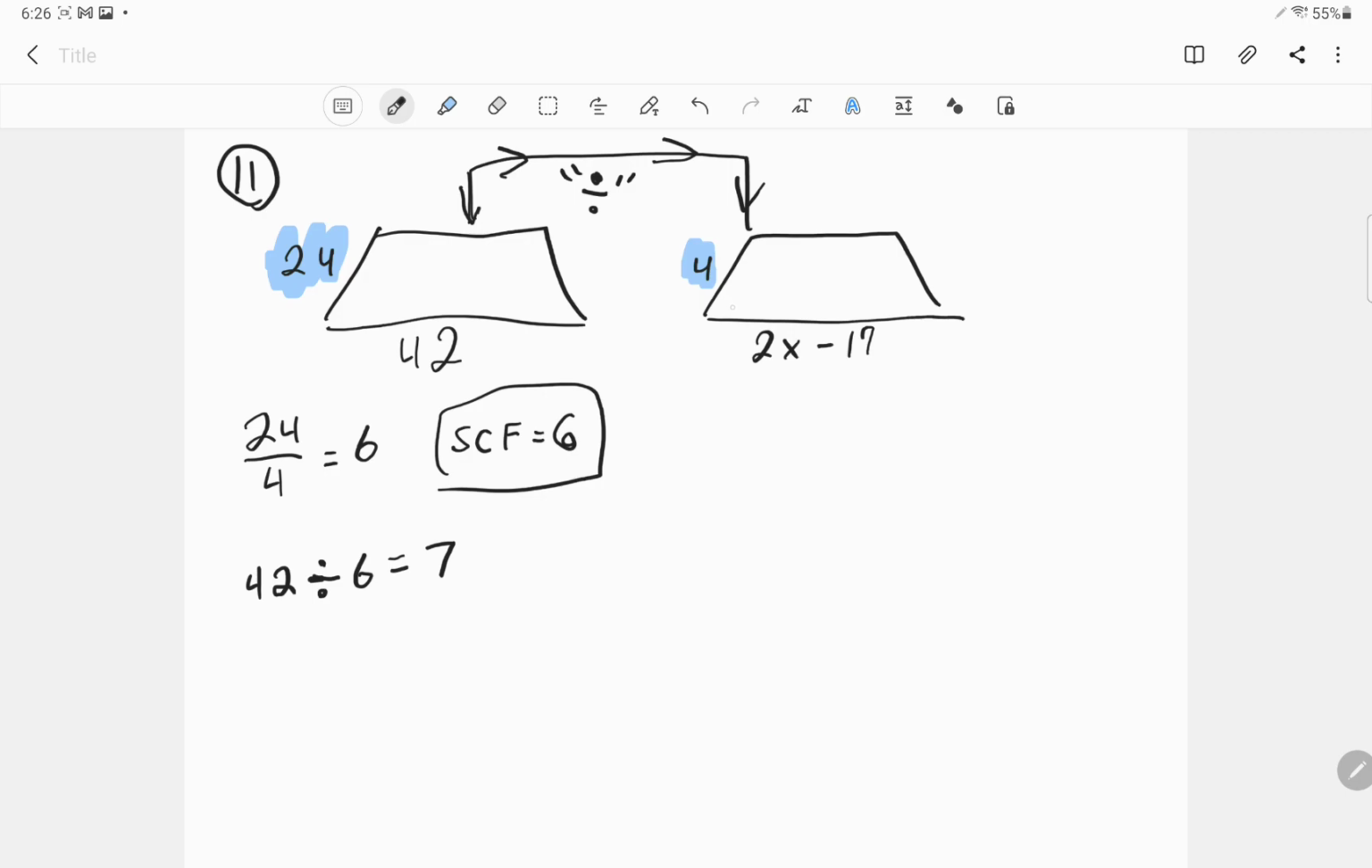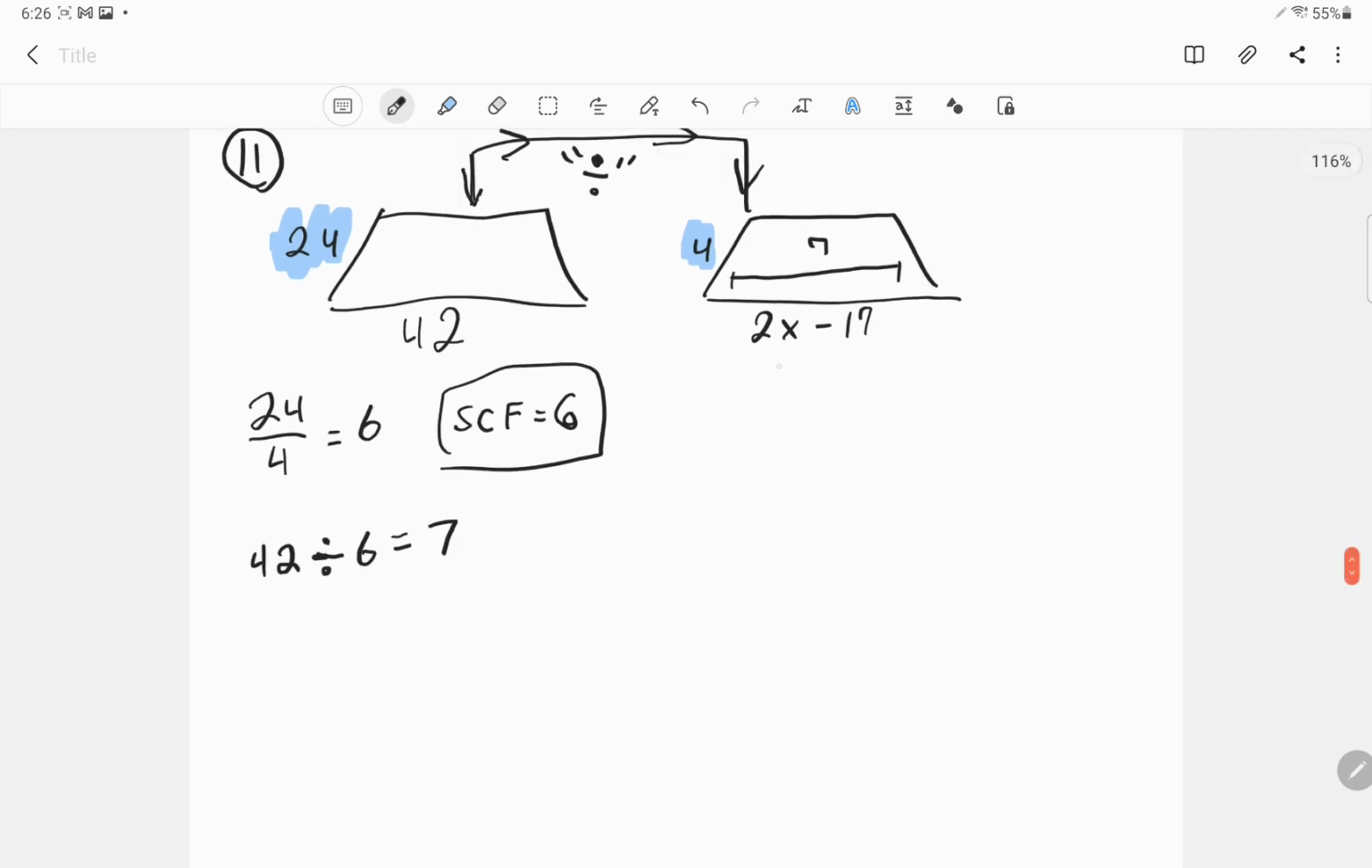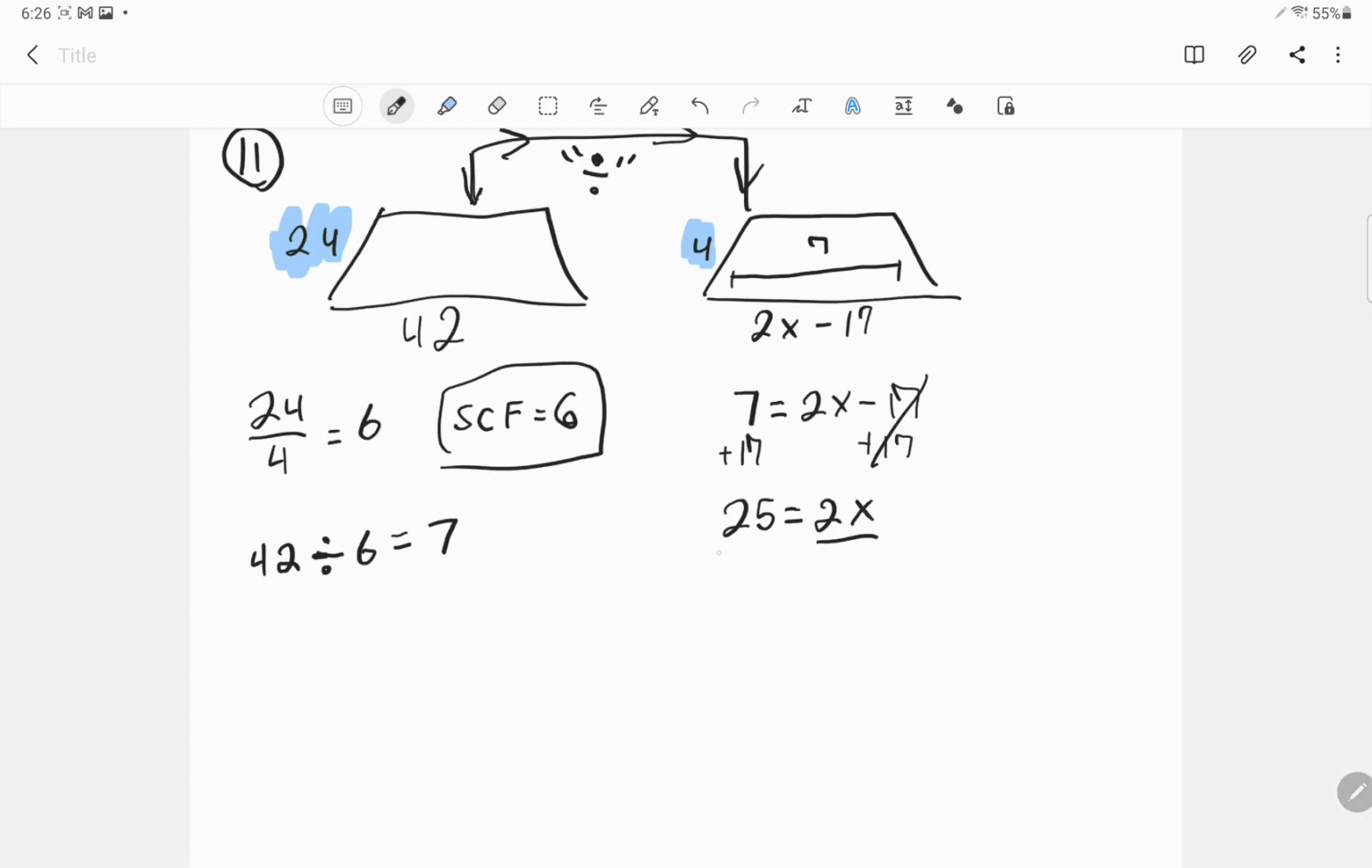Now I know this entire length right here is equal to 7. I'm going to set my 2x minus 17 equal to 7, because we're trying to solve for x in this one. So 7 is equal to 2x minus 17. Now we solve for x, so I have to do plus 17 on both sides. Plus 17, I'm going to get 24 equals 2x. Got to divide both sides by 2.